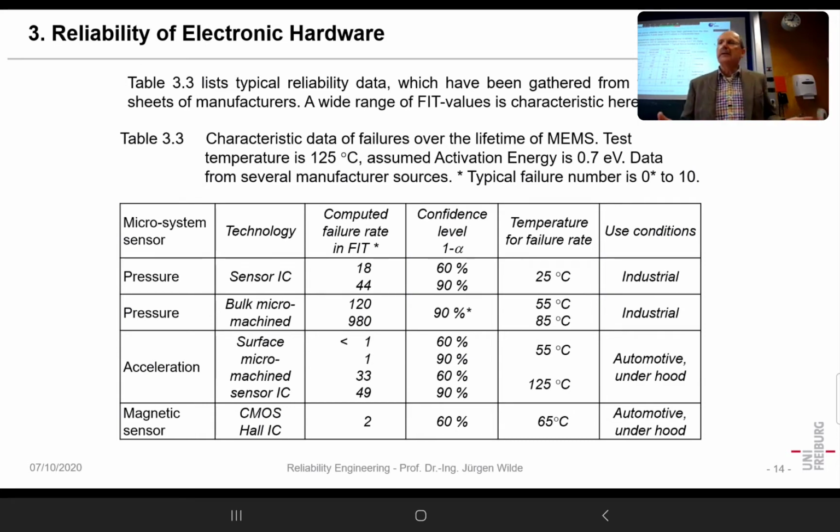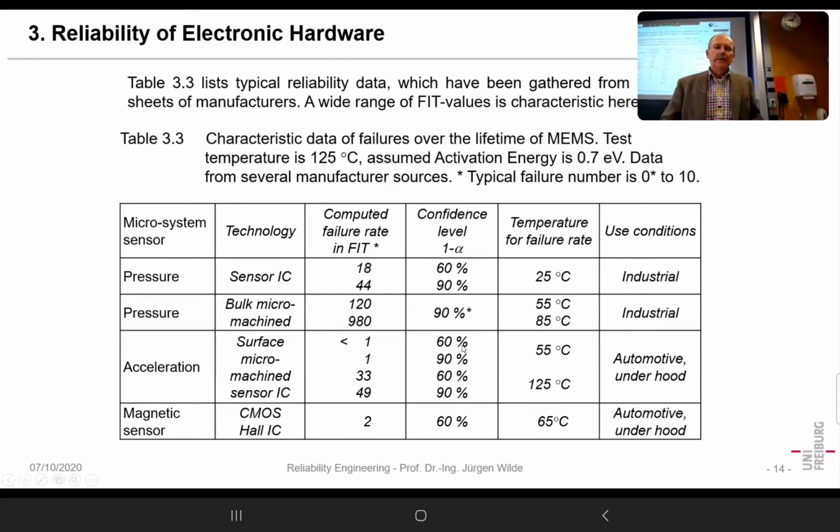Now, for such a FIT rate you also give a confidence level. The confidence level is important because it takes into account how many failures you used for computation of that failure rate. In the end, you can say you have one failure in 10 to the power of 9 sample hours, and that gives you a failure rate of 1 FIT. But you cannot really be sure that it's a failure by chance. It could have been later or could have been earlier.